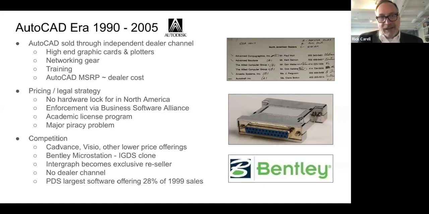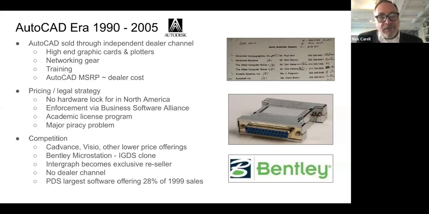So what happens is that the MSRP of AutoCAD pretty soon goes right down to dealer cost, because they're selling all sorts of stuff besides the AutoCAD. The AutoCAD makes it happen, right? And then this is the first list of dealers that we had. Back in those days, you would fax them. That's how you communicated with them, via fax.